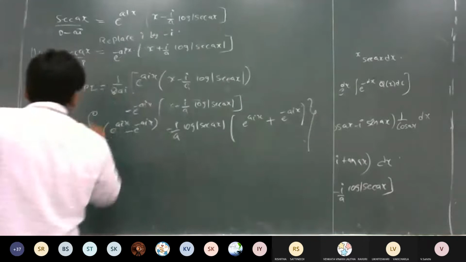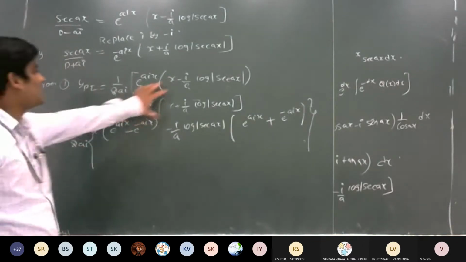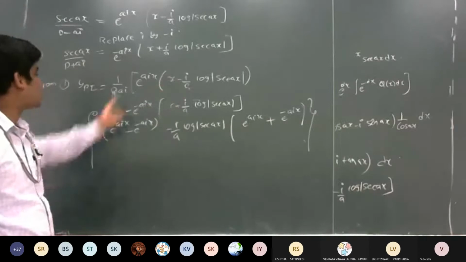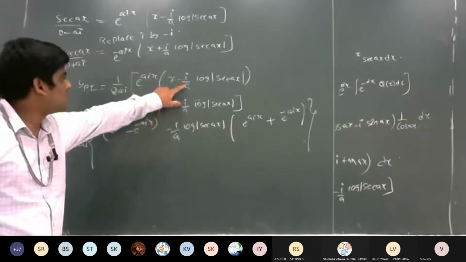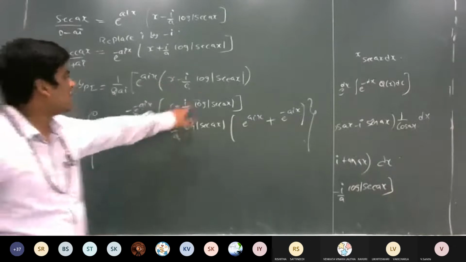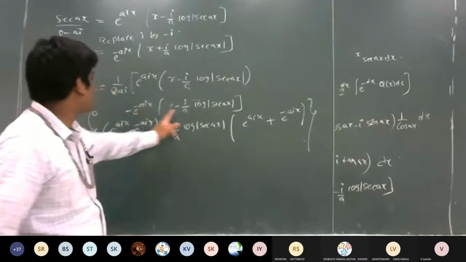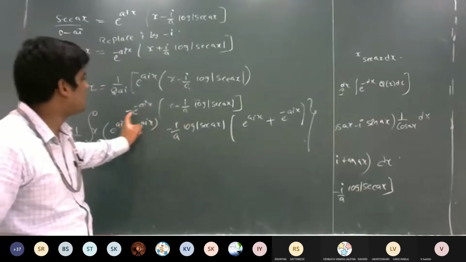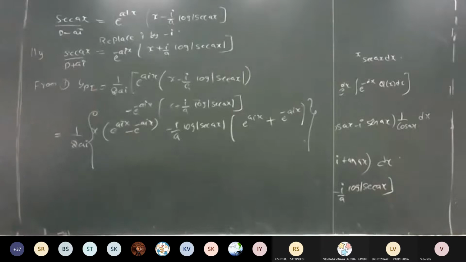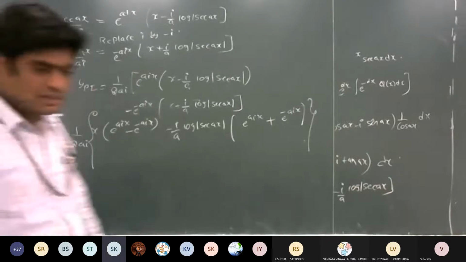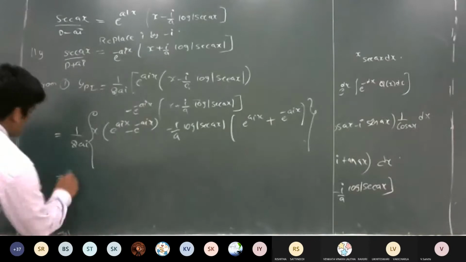Is it clear now? 1 by 2ai is common. Here I am taking the common terms: x is common, so it is e power ax minus e power minus ax. Next, minus i by a is common into log secant ax. Here I am taking minus, so that it becomes plus. Is it clear to everyone? Yes, sir.